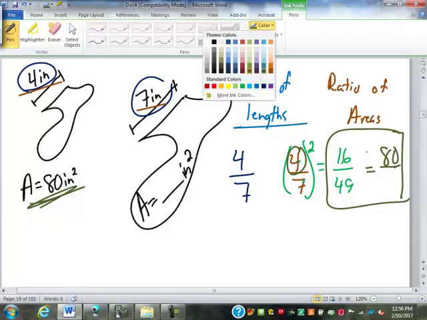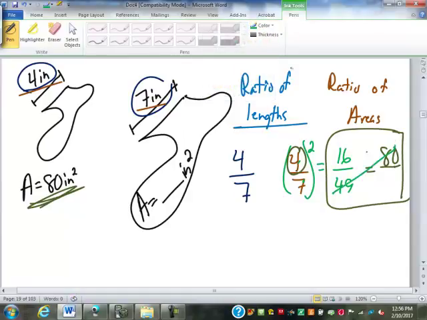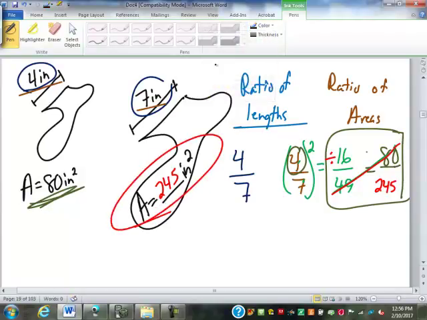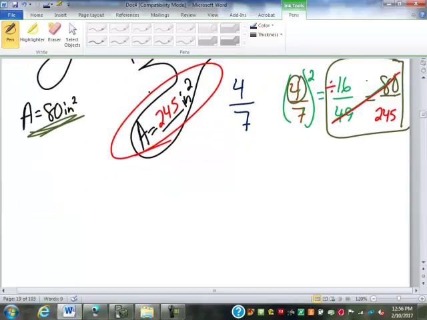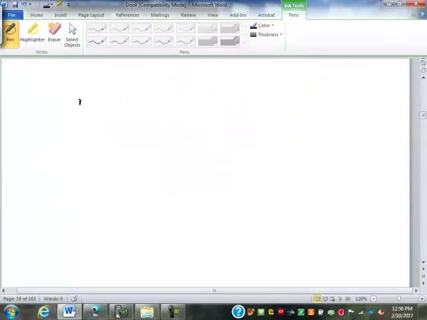So we shall cross multiply. Oops, that's not the other one. 49 times 80 divided by 16 is 245. Yes? So the area of 245 square inches. What do you think? Not terrible? Well, good. Oh, no, it's not. Let's get back here.